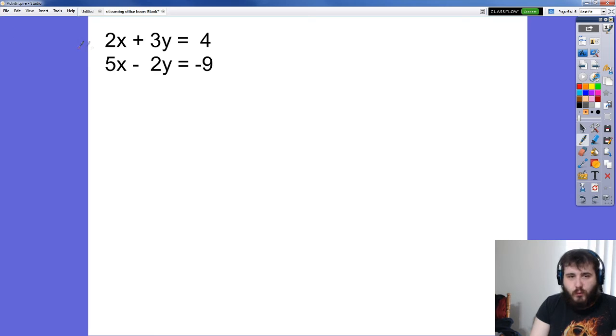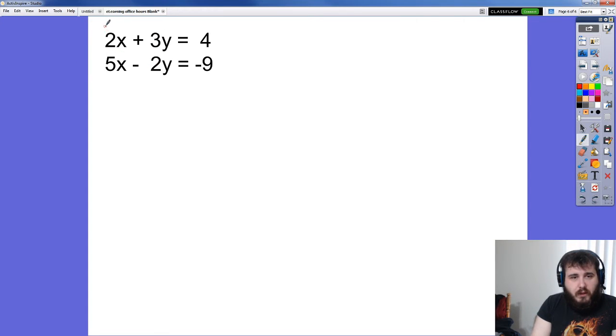But again, what we want to do is get these two numbers to be the same. So we're going to multiply both equations by something to scale them up to make these the same. Now if you look at 3 and 2, their least common multiple is 6. 3 times 2 is 6, 2 times 3 is 6, right?